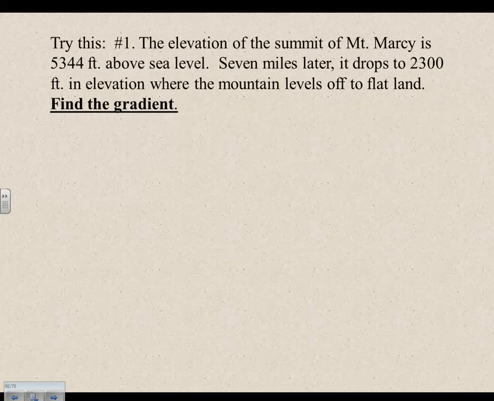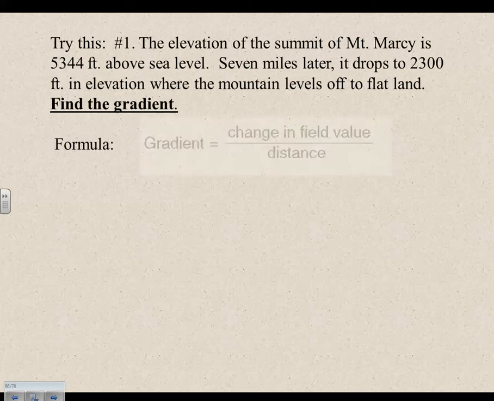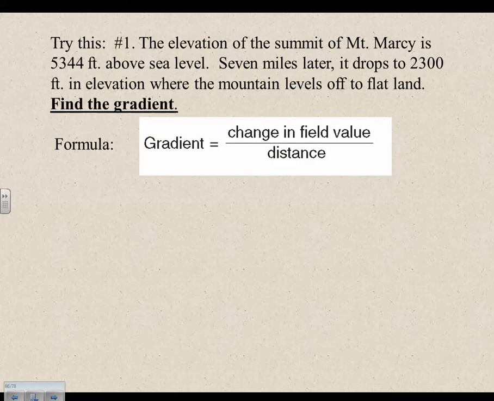Here's a simple one. It's not a picture problem, it's a word problem. The elevation of the summit of Mount Marcy is 5,344 feet above sea level. 7 miles later, it drops to 2,300 feet in elevation where the mountain levels off to flat land. Find the gradient. So first, you write down the formula: change in the field value over distance is gradient.